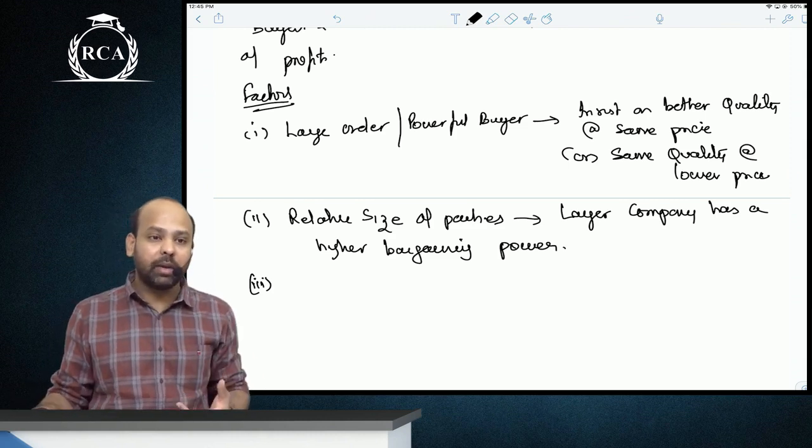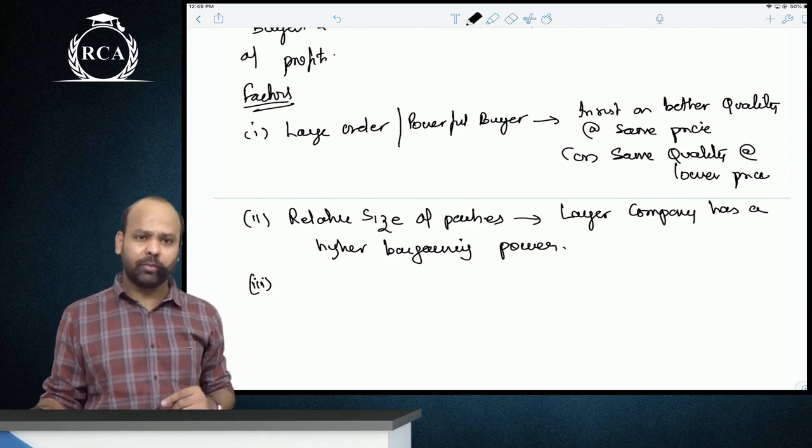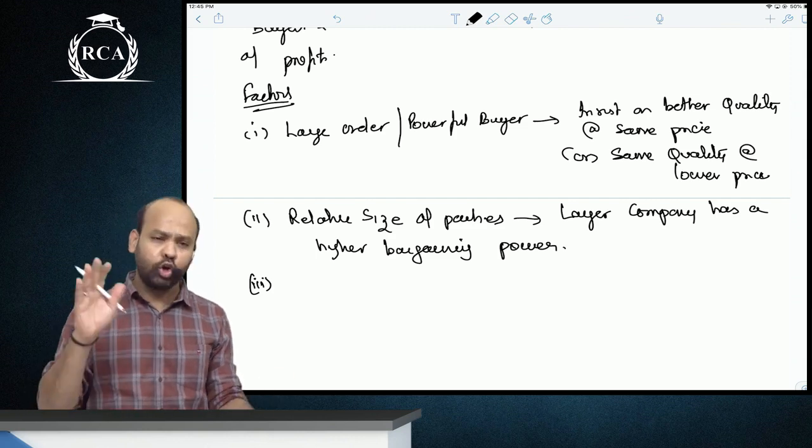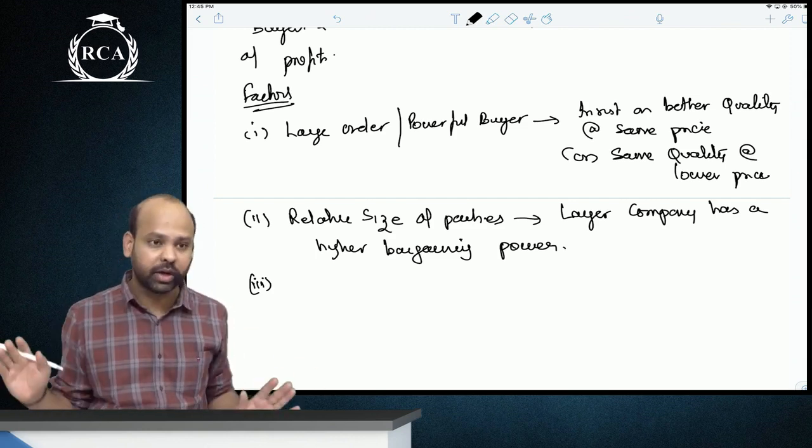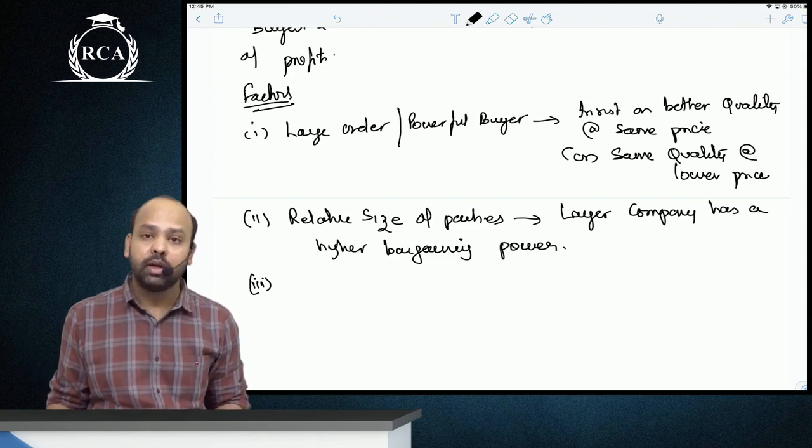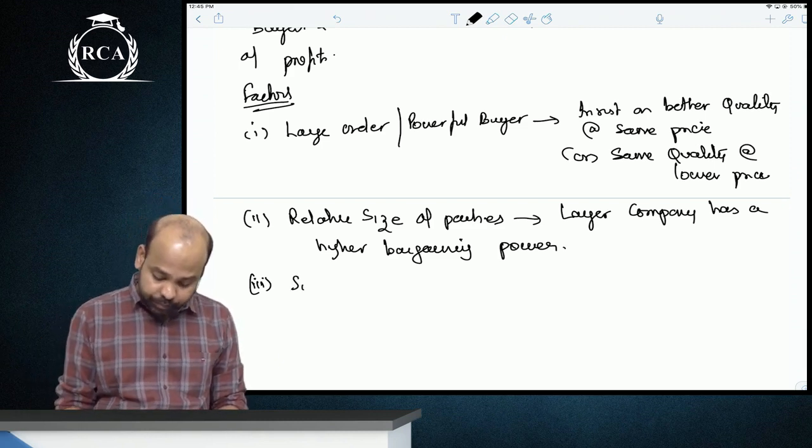So that is bargaining power that you see in real life. Ask anyone involved in businesses, they will all know that bargaining power functions perfectly fine, as per these principles only.